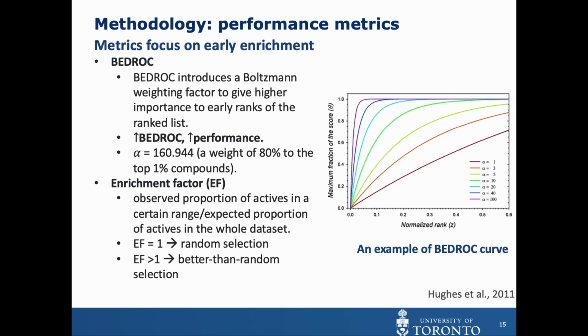The enrichment factor measures the proportion of active compounds within a specific range compared to the expected proportion across the entire dataset. An enrichment factor greater than 1 indicates better than random selection, while a value equal to 1 indicates random selection.